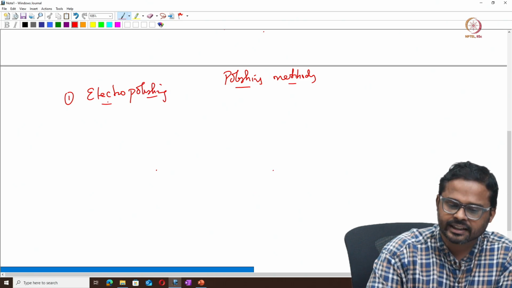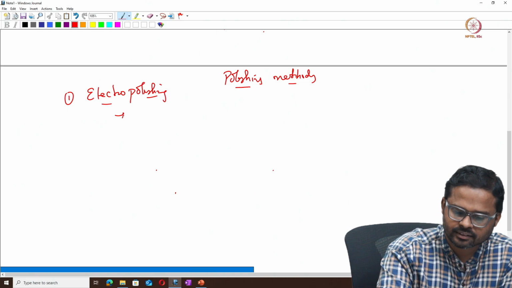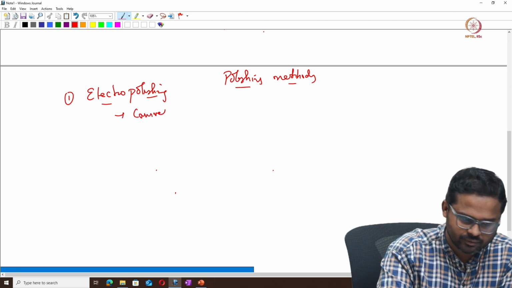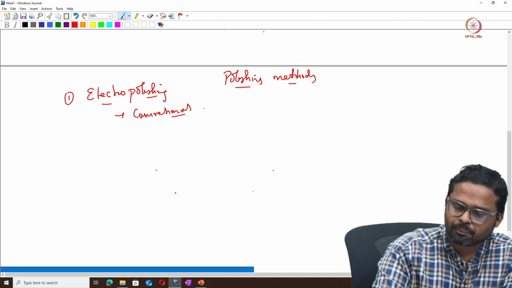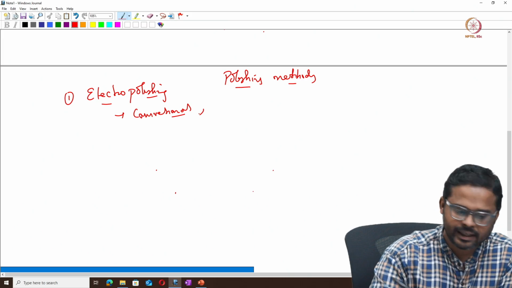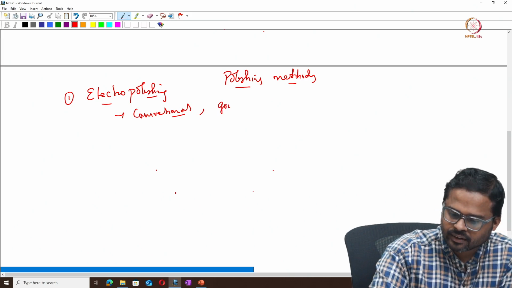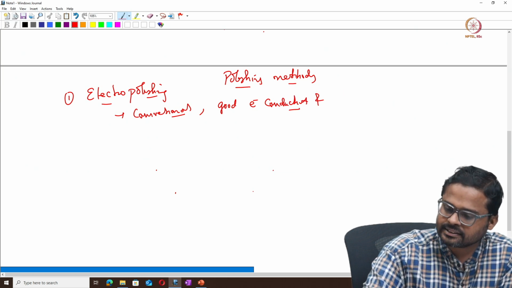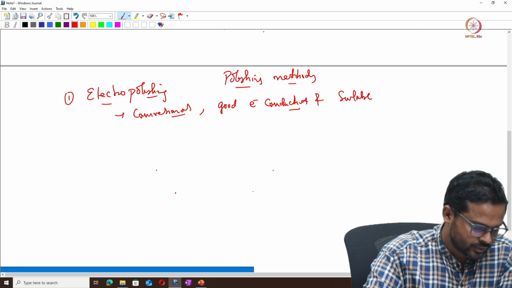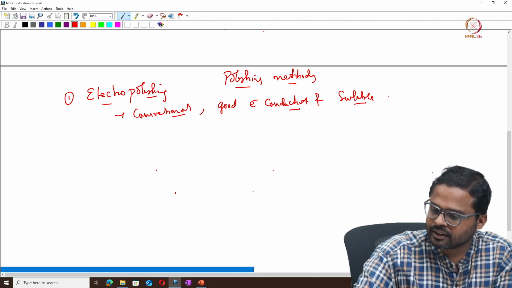Electropolishing. Okay, this is the most conventional method, and the property of the material should be having a good electrical conductivity, and it is suitable for an electrochemical cell.